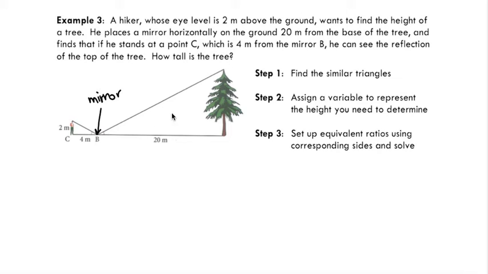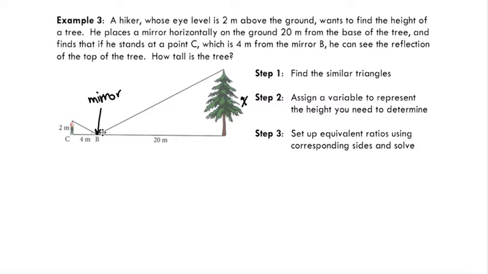So what we want to do is we want to use these similar triangles to figure out how tall the tree is. So we have our 2 triangles. We're going to assume that they're already similar. And we're going to use that information to determine that missing height, which is the height of the tree. So I'm going to call this X.